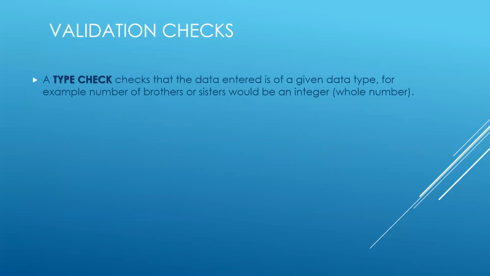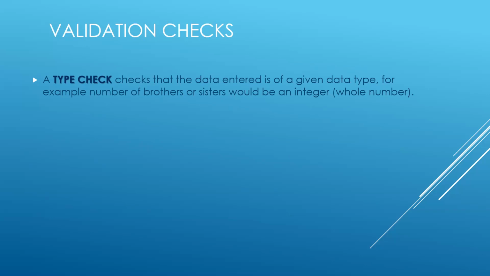Now the next one is type check, and it is going to check that the data that we are entering is of a given data type. We keep coming across different topics which are linked with each other. If you are not clear about the term data type, let me very quickly recap. Data types can be string, integer, real, char or boolean. If you have not studied it in detail, then I request you to watch the video dealing with data type to make the concept clearer.